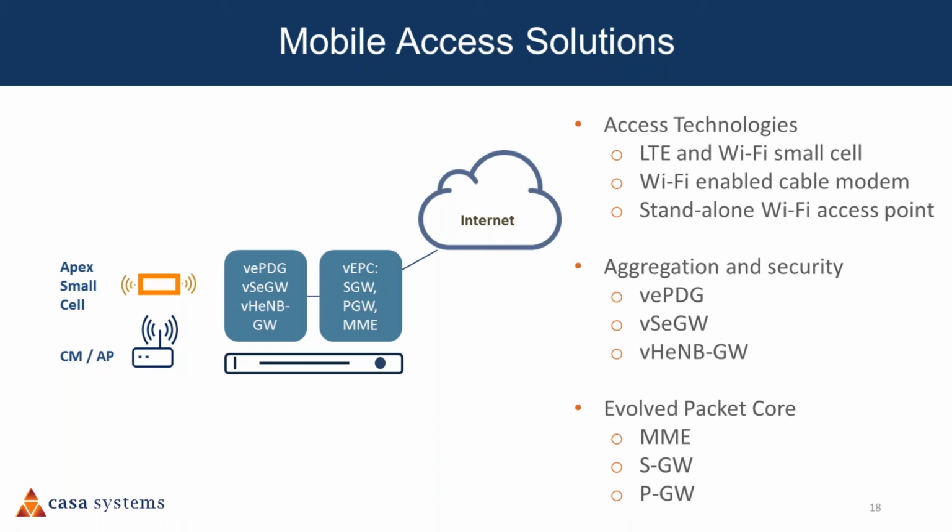And both will send the traffic right through to the EPC core, which is your virtual packet core. And that's where the S-GW, the P-GW, and the MME reside. And that's really where your IP address is given out, and therefore it can go back and forth between the small cell and Wi-Fi as needed. And that's how we do the handoffs.